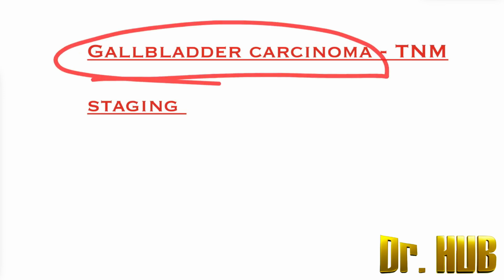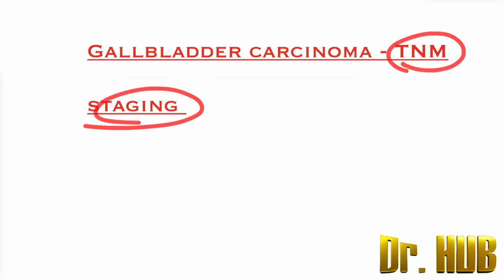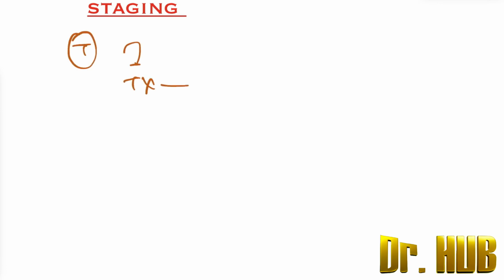Gallbladder carcinoma, we are dealing with the TNM staging. This is with respect to the 8th AJCC guidelines. We start off with the T being the primary tumor. The TX, as we know in all tumors, means that it cannot be assessed.